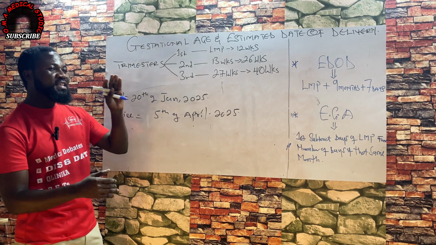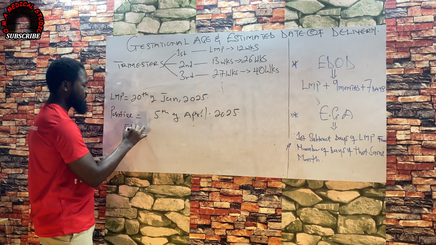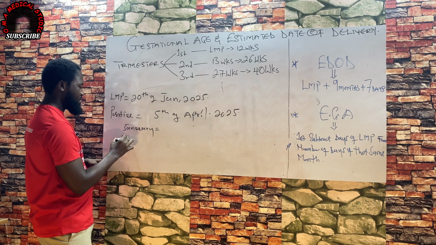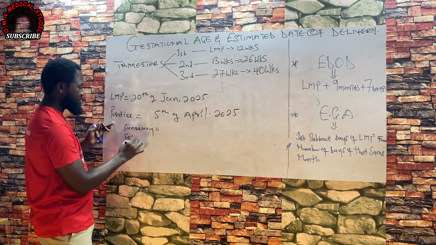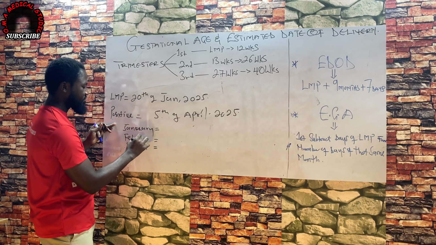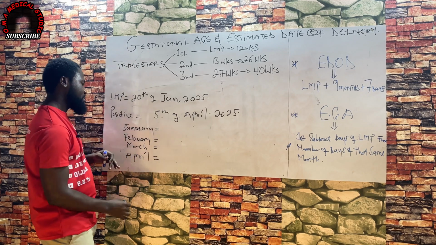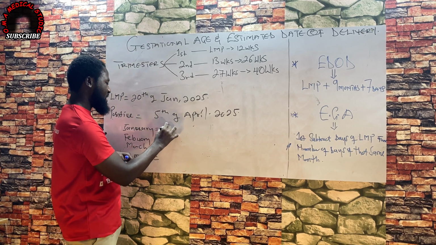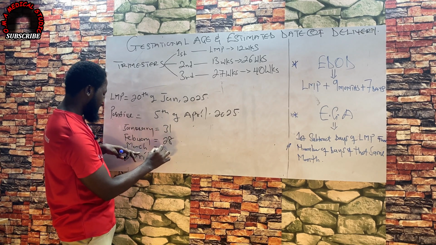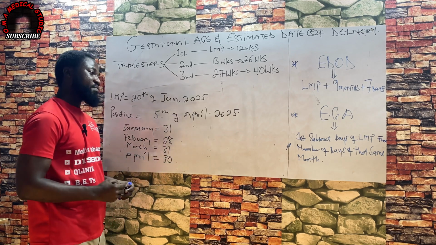All right, so like I said, we list down the months. We have January, February, March, and April. January is how many days? January is 31 days, February is 28 days, March is 31 days, April is 30 days. All right.